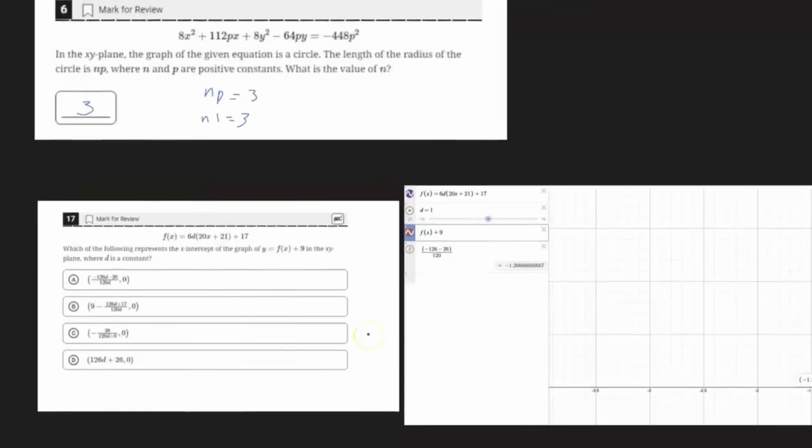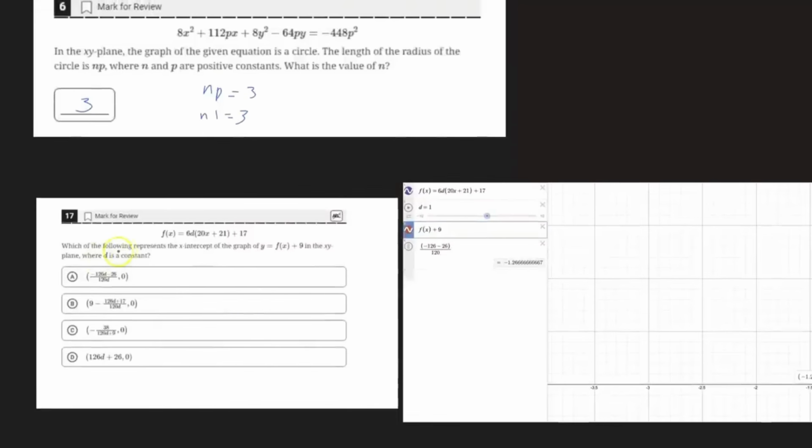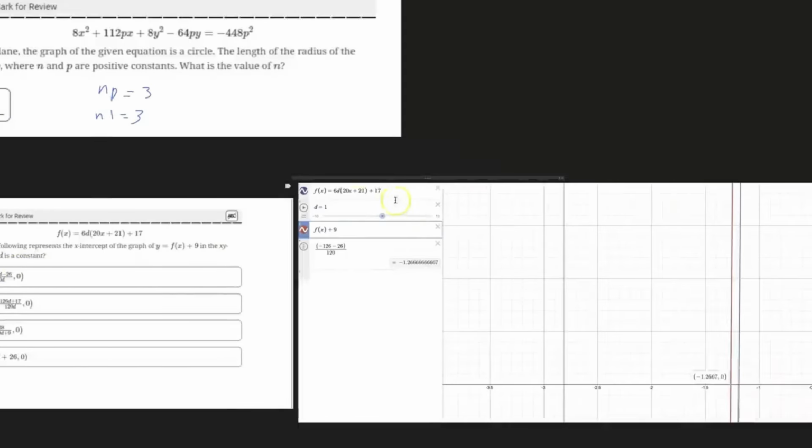All right, moving on to question 17 for practice test number 2. This one says, which of the following represents the x-intercept of the graph of y equals f of x plus 9 in the xy plane where d is a constant? All right, guys, so this is the same deal. All you have to do is know how to use Desmos, right? So the first thing I did over here is you can see I just plugged this equation, the entire thing right into Desmos, and it plugged it right here, right?